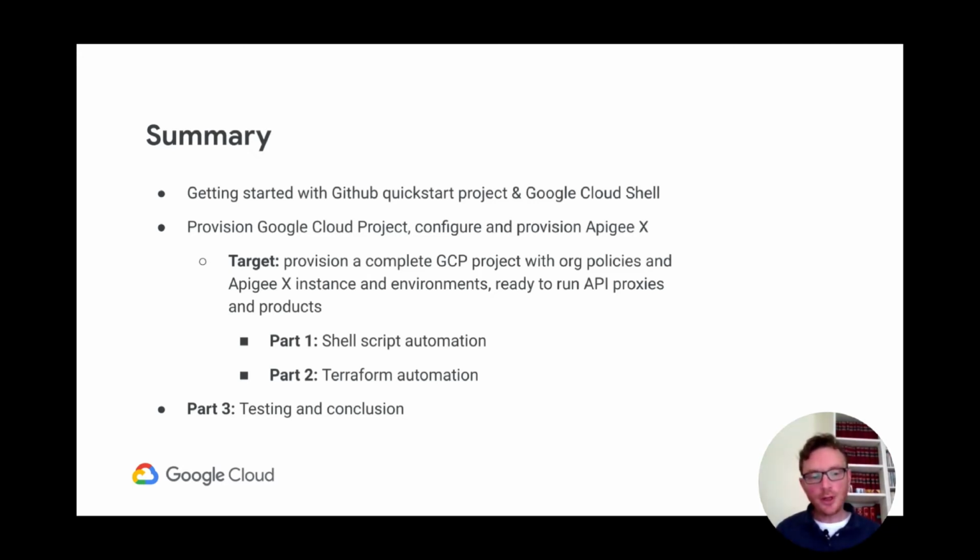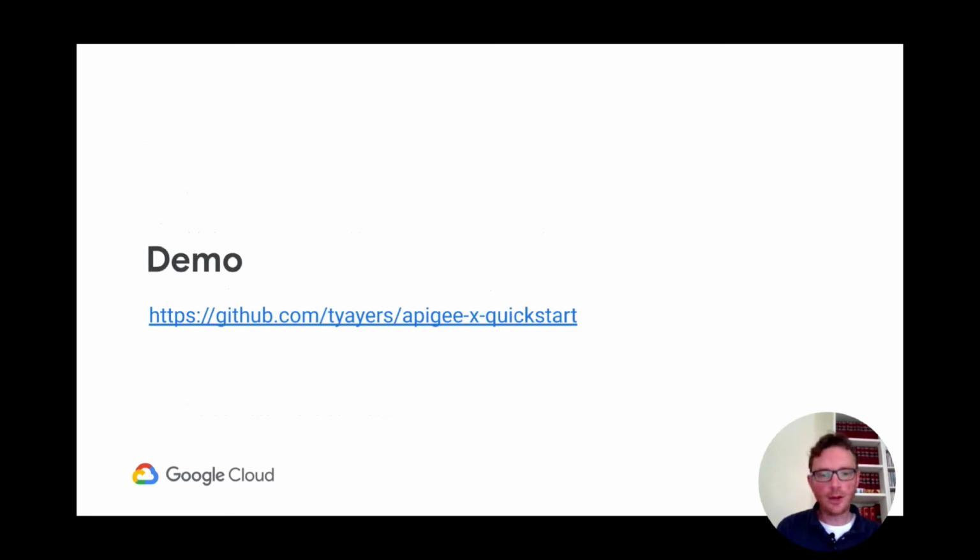Part two, we're going to do the exact same thing, but using Terraform scripts. So Terraform, or not even scripts really, but configuration files, right? So Terraform is more compact. We don't have to have any real scripts, but just configuration variable files. And so we're going to use those then in part two. In part three, we're going to take a look at everything that we provisioned and test some things out. So deploy some APIs and products, test those, and then wrap it up with a conclusion. So let's go directly to our demo.